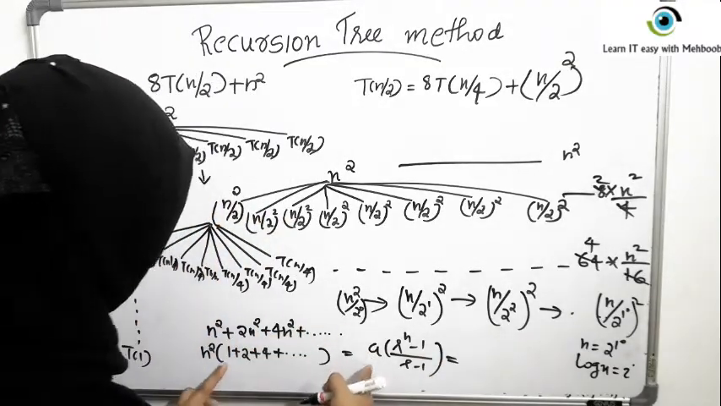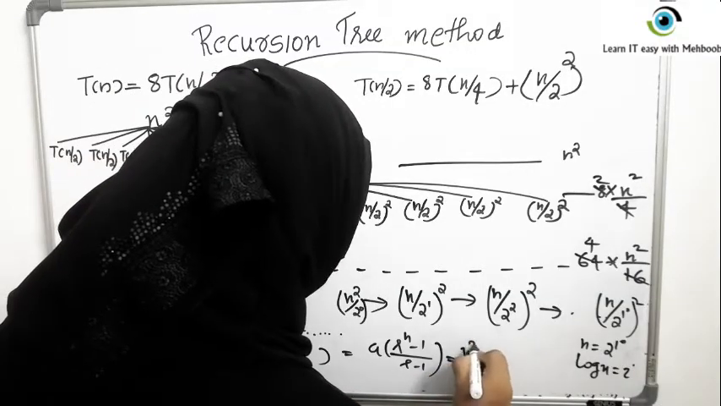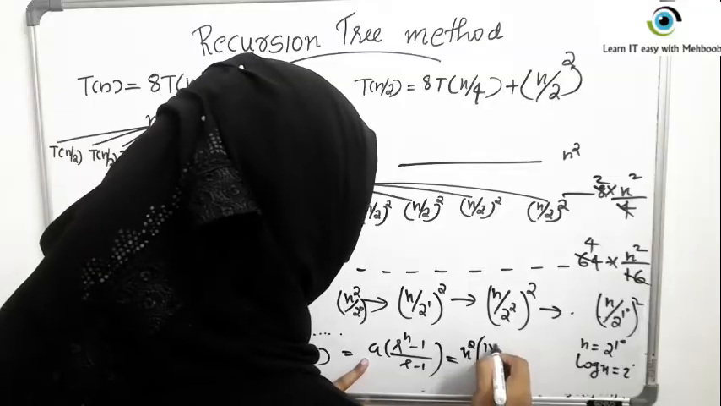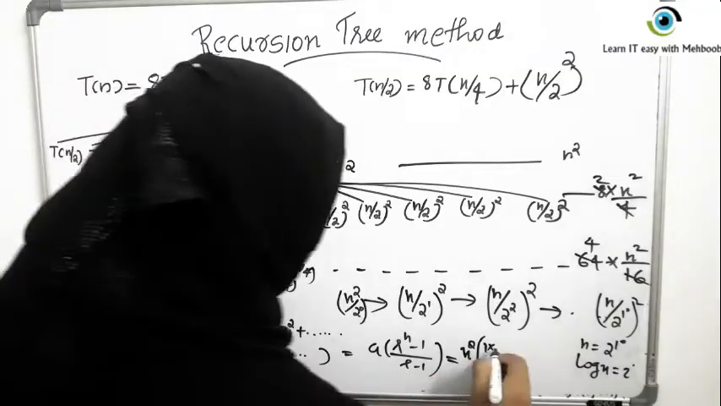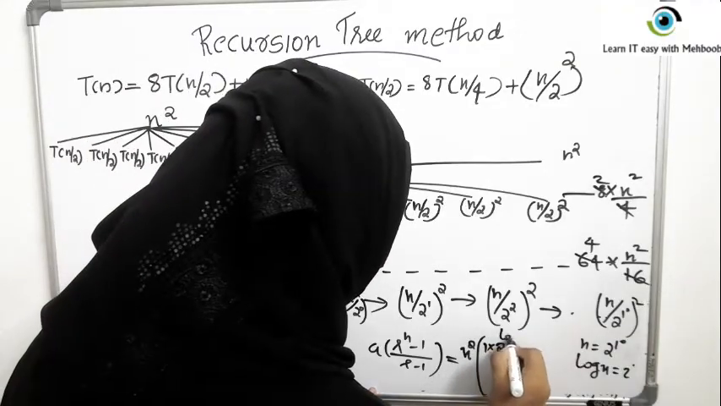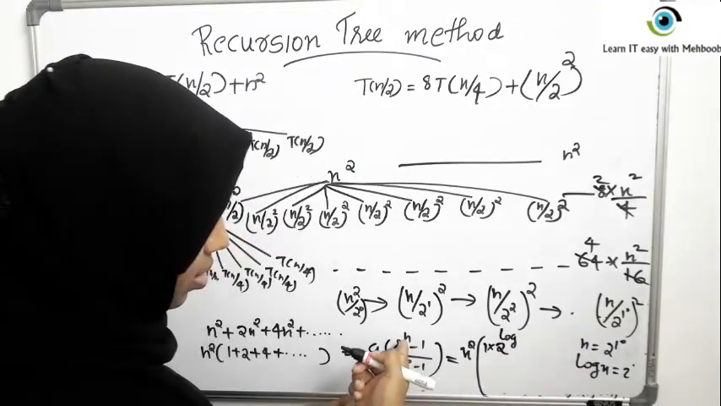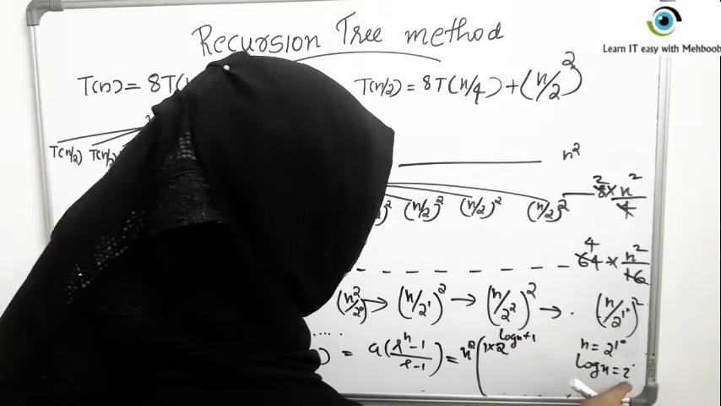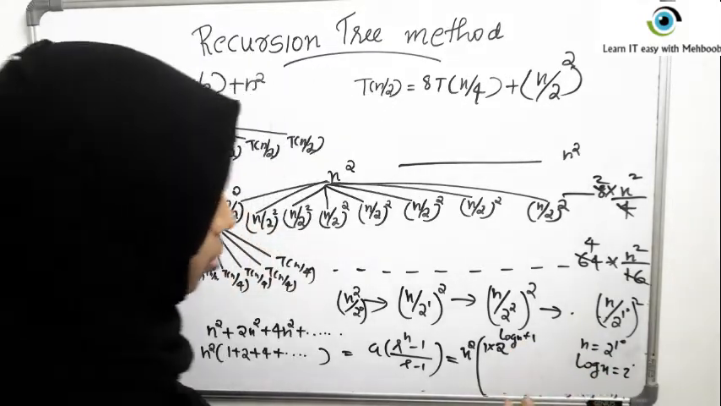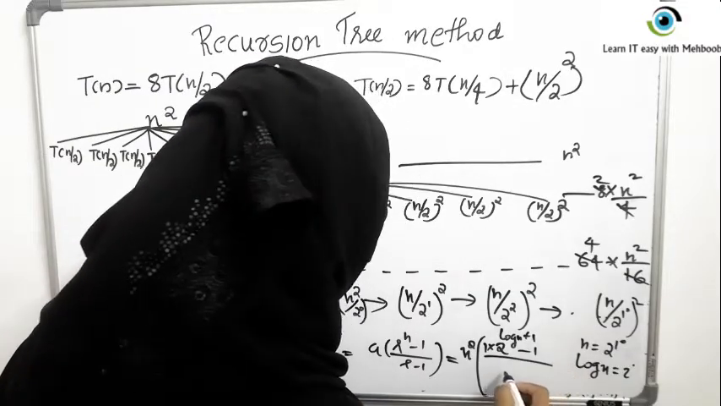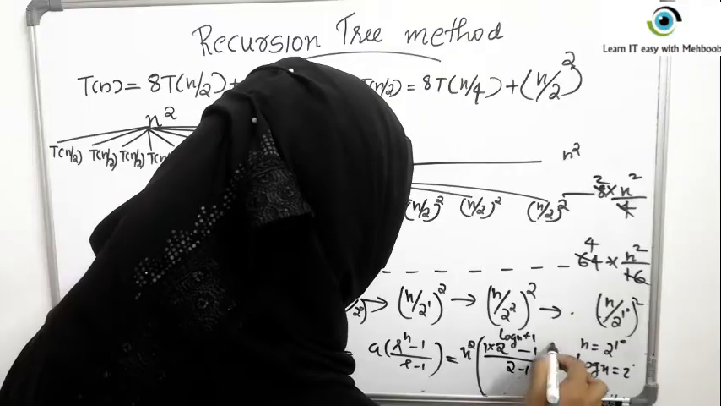So initially it was from 0 to i. a is the first term, which is simply 1. We have n square which is taken out already. So a is 1, the common ratio r is 2. The number of terms is log n plus 1, because i ranges from 0 to log n. So 2 raised to log n plus 1 terms, minus 1 divided by r minus 1, that is 2 minus 1.